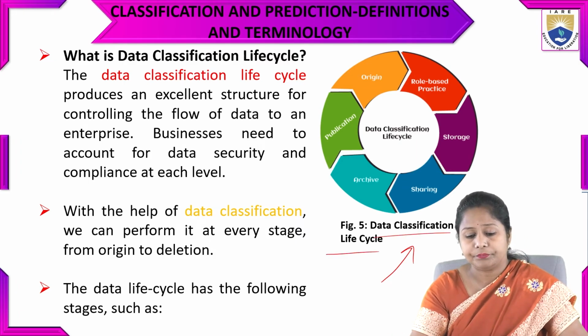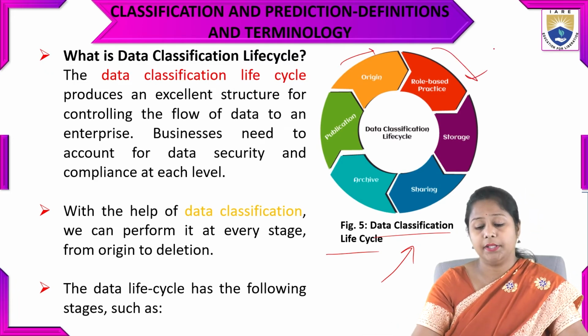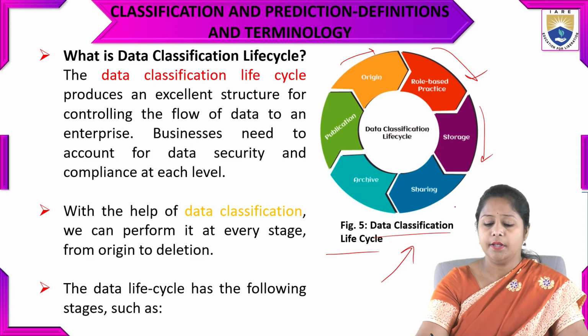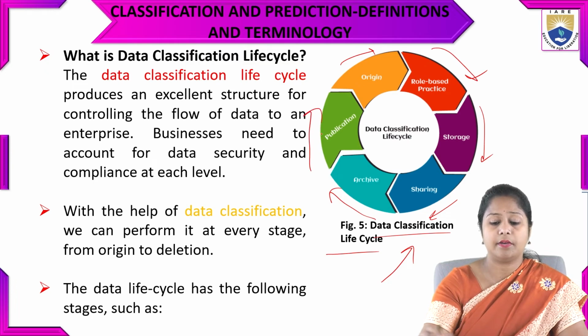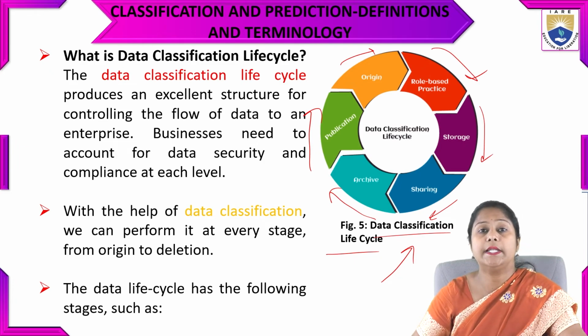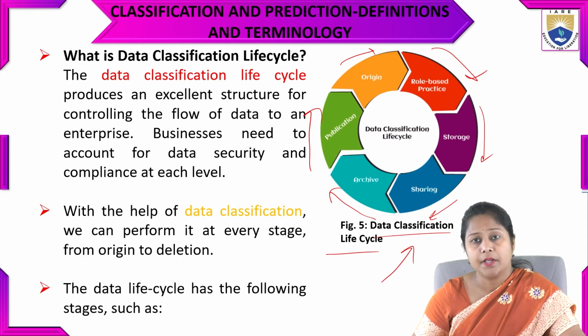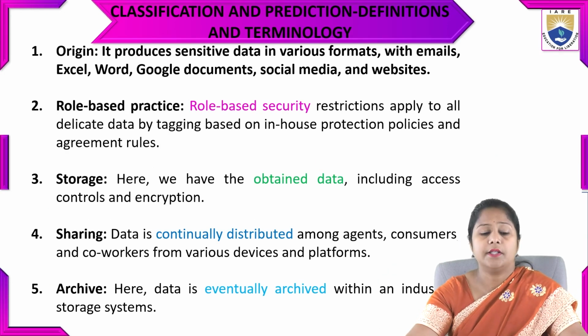In that, the origin will be there, then role-based practice, then storage of data, the sharing of data, archive storage of data, and publication of data. So these are the few steps on the basis of which the data classification life cycle goes on. With the help of data classification, we can perform at every stage from origin to how we are going to delete that data, how we are going to publish that data.